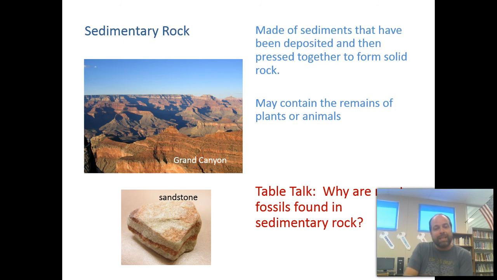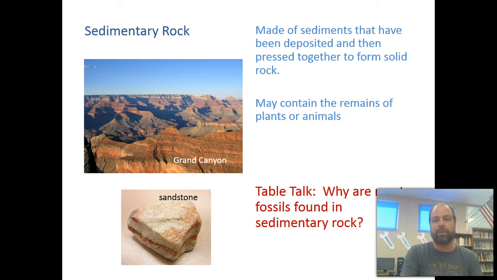So that sediment that's been squished by all the sediment above it eventually over time turns to rock. This is why most fossils are found in sedimentary rock. And I'm going to let you guys discuss why you think most fossils would be found in sedimentary rock. So that's the second type of rock.